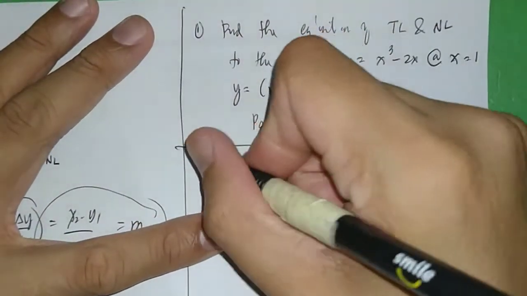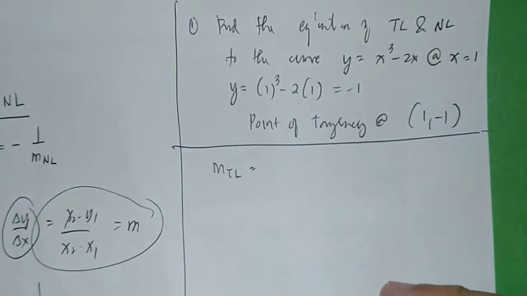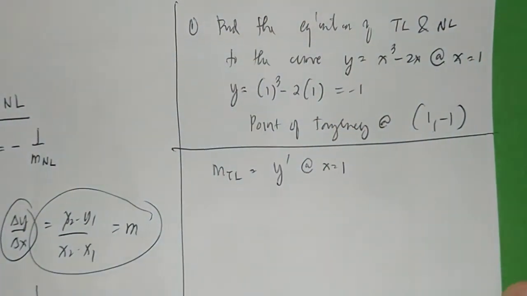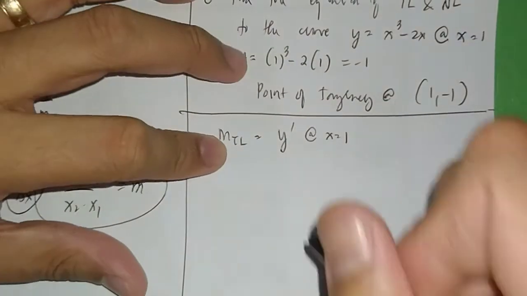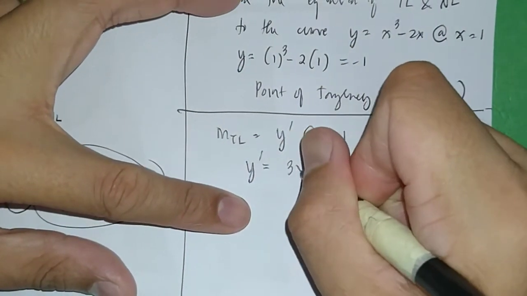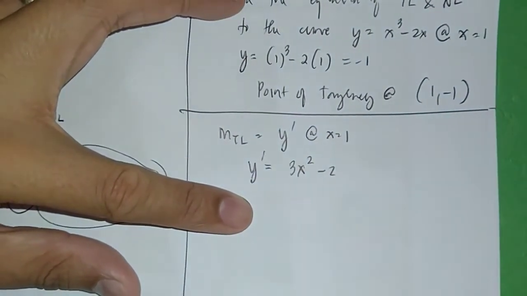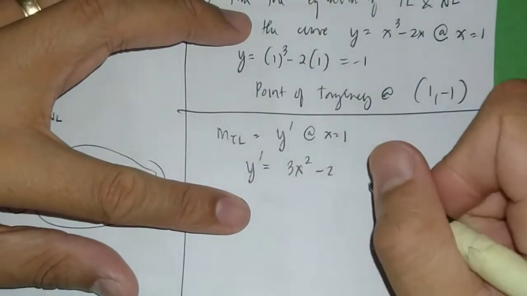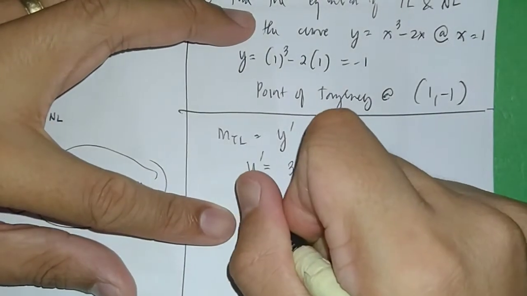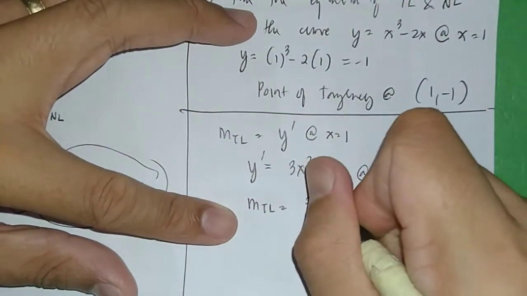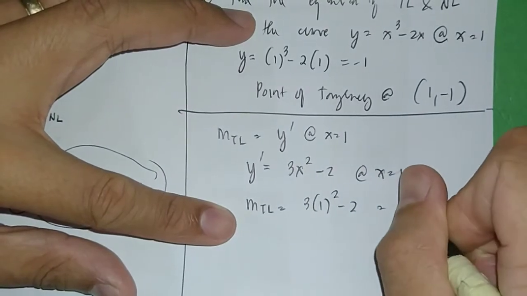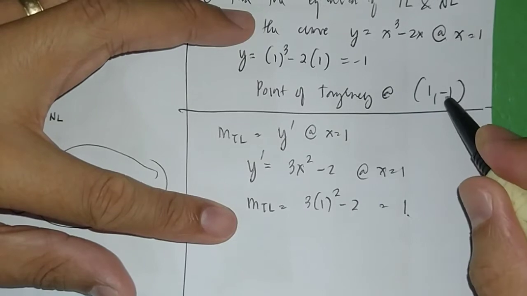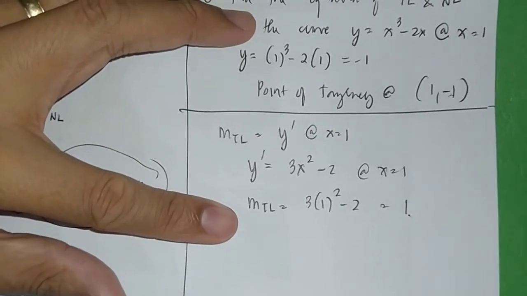To find the slope of the tangent line, we have the relationship from a while ago, that is y prime at x is equal to 1. Finding the first derivative, y prime is equal to 3x squared minus 2, because that's the first derivative. At x is equal to 1, the slope of the tangent line is 3 times 1 squared minus 2, which is 1. Therefore, the slope of the tangent line is 1 at the point of tangency 1 comma negative 1.